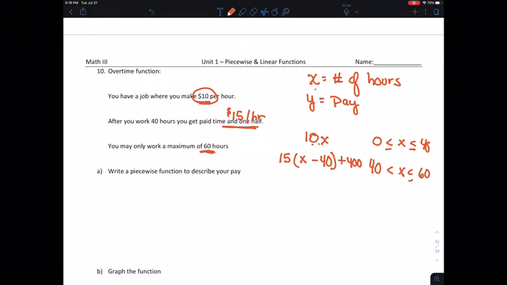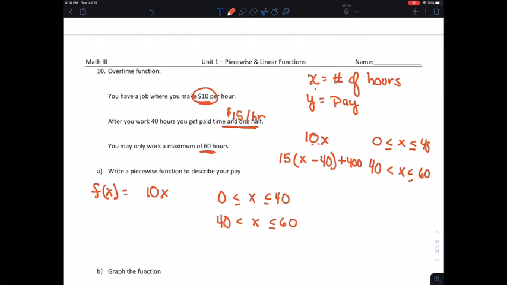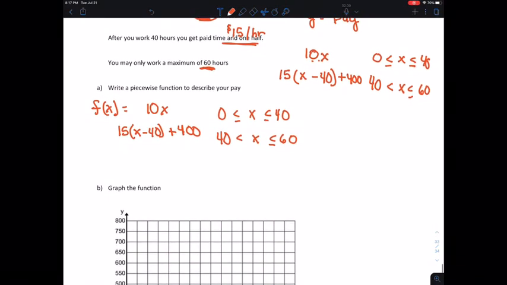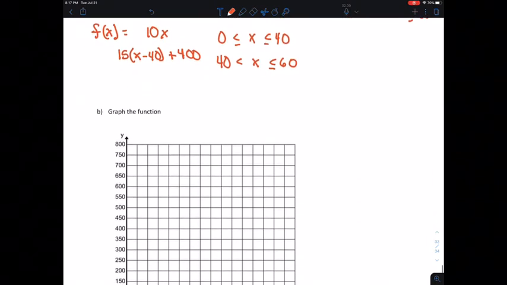Okay? And so that's what our piecewise function would look like. So f of x is equal to $10 an hour if you work between 0 and 40 hours. You can only work 60 hours, so if you work between 40 and 60 hours, you're going to get paid $15 for every hour after 40, plus the $400 you made working the initial 40 hours. Okay? So let us graph this.